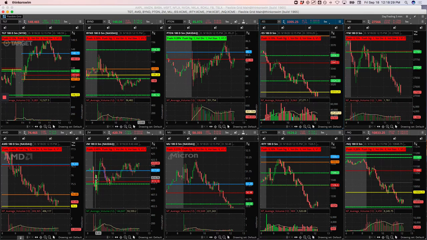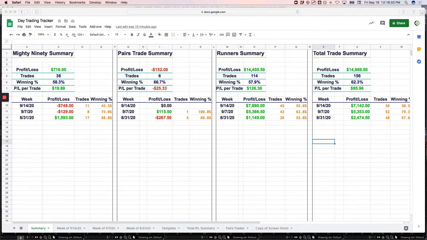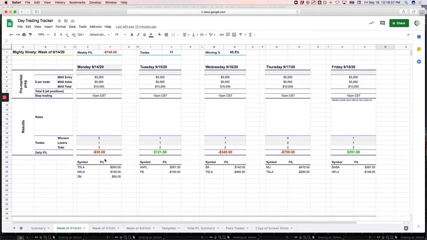So those are my trades, a little over 2K. I want to show you guys what we did for the week, just to kind of recap since it's Friday. So for the week of 9/14, on the Mighty 90 side, a little bit down this week, and makes sense. There's just not a lot of Mighty 90 opportunities. You can see we only took a couple a day. I had a winning day on Tuesday, winning day today, and a few losing days.